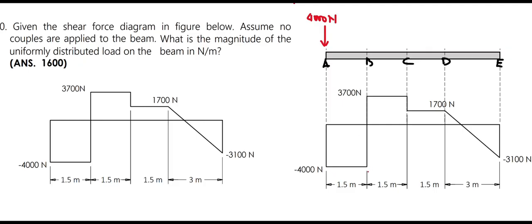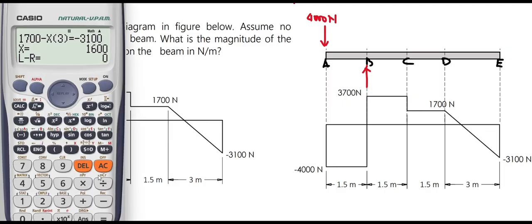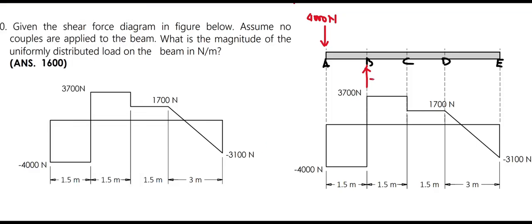Going from point A to point B, there is a change in the value of the shear force. From negative 4,000, it becomes 3,700 Newton, from negative to positive, which means that there must be an upward force applied to the beam that would change the value from negative 4,000 to 3,700 Newtons. So we have negative 4,000 plus the unknown force X equal to 3,700 Newton. That force is equal to 7,700 Newtons.